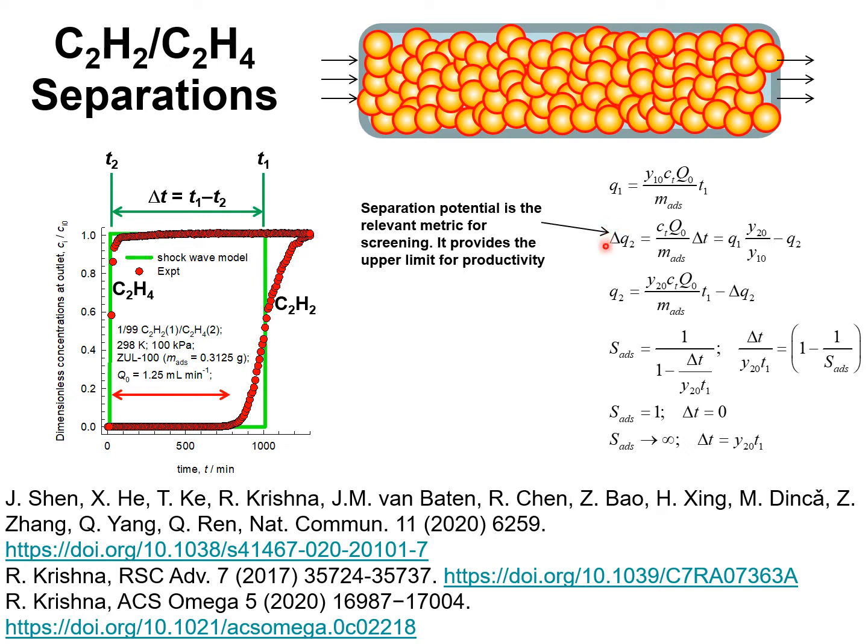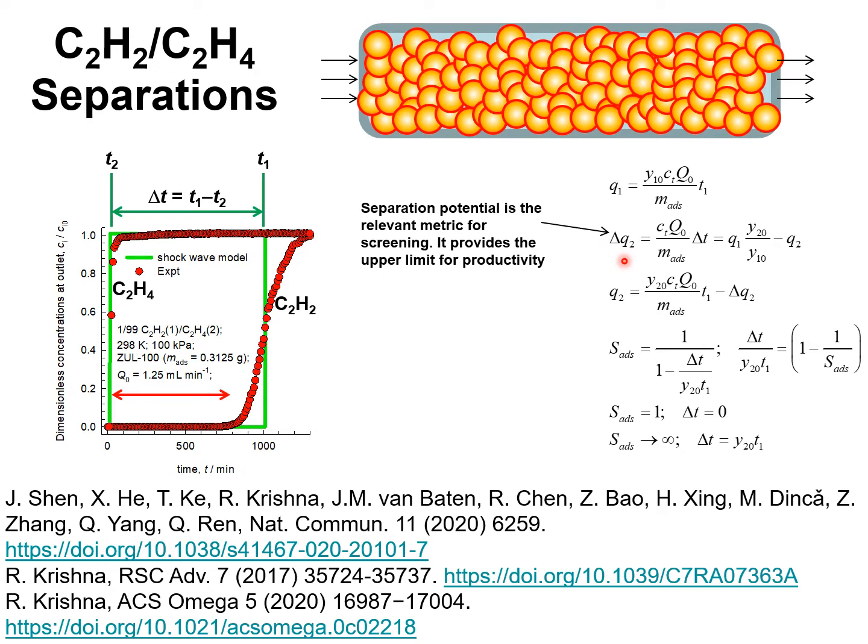The physical significance of delta Q2 is that it represents the amount of C2H4, ethene, that is recovered during the time interval delta T. So delta T can be determined from the IAST calculations of delta Q2.